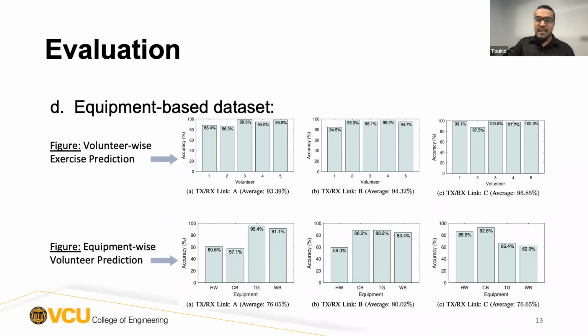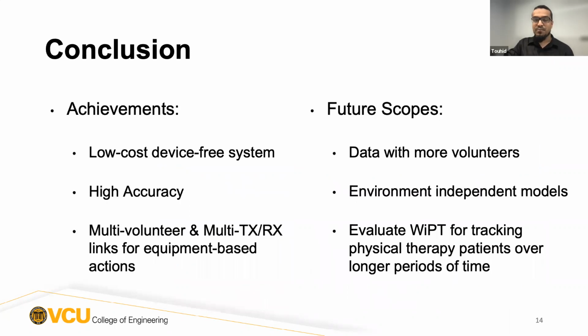Overall, the greatest accuracy that we can achieve for hand weight is 85.6%, while all other equipment achieves greater than 91.1% respectively. To summarize, we can enlist our achievements in this study as to orchestrate a low-cost, device-free, and highly accurate physical sensing system, which is also capable of working with multiple volunteers and multiple TXRX links.